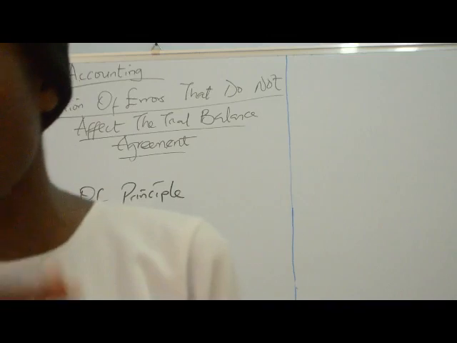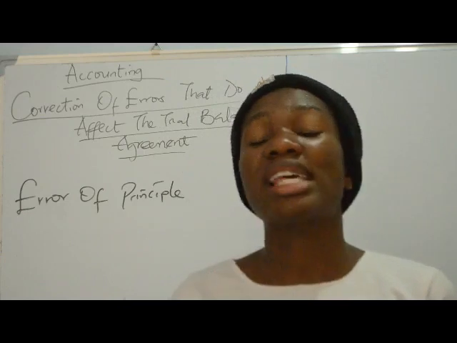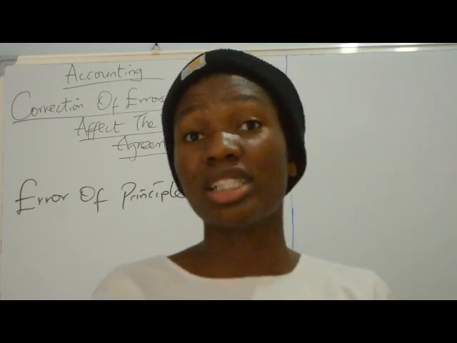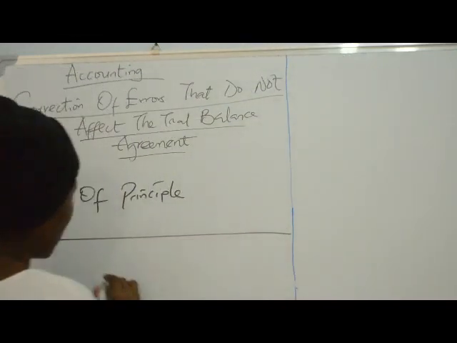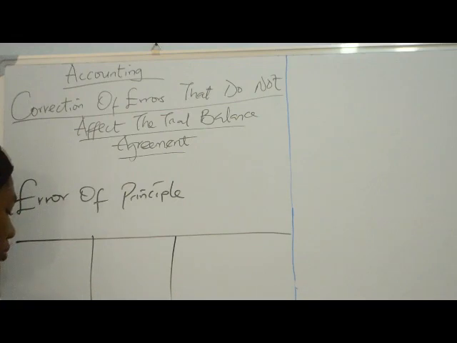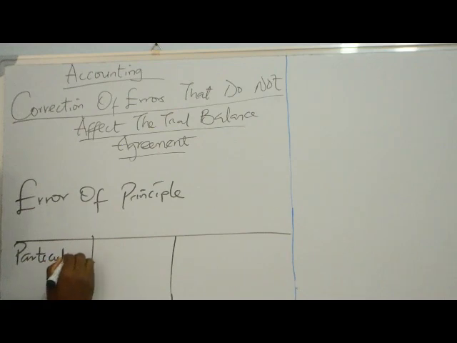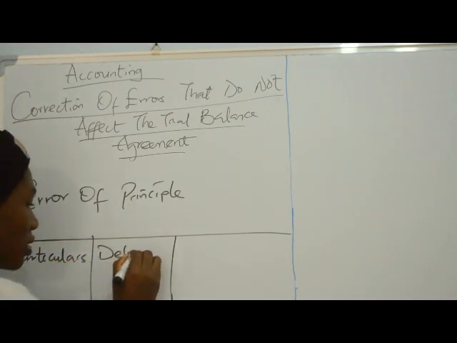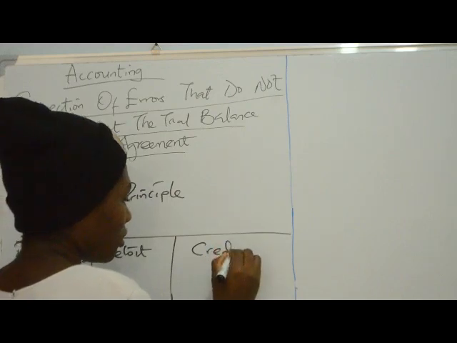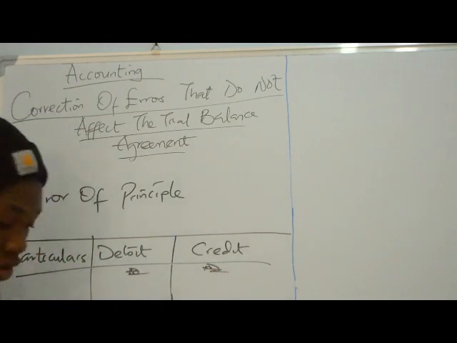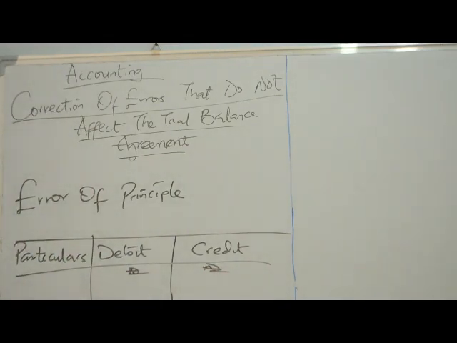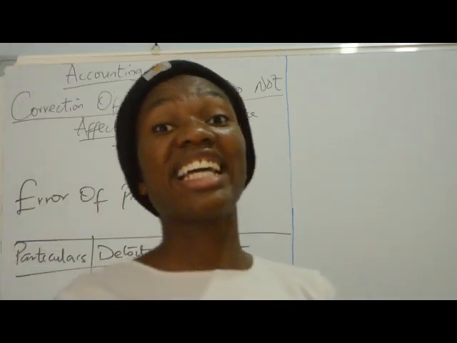So our first example is that a motor van bought for 300 naira was entered in motor expenses account. Motor van bought for 300 naira was entered in our motor expenses account. So we are still making use of our journal.